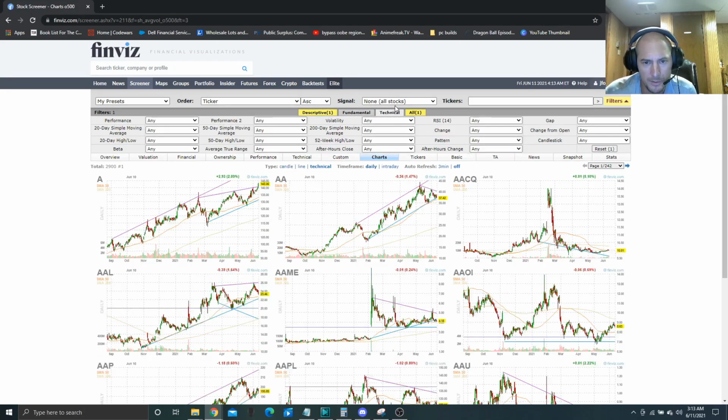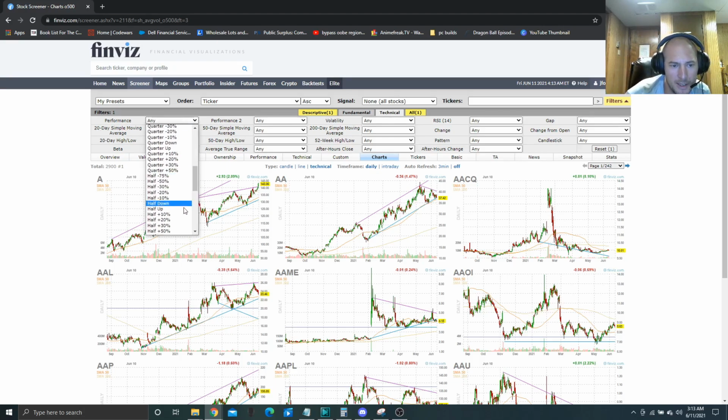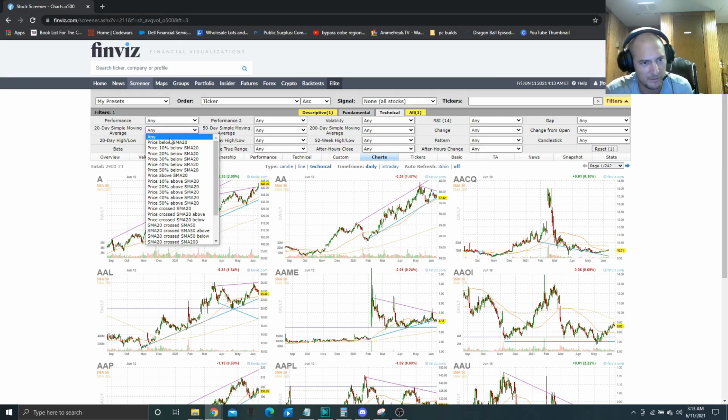Alright, so this one I do use a lot. So this performance tab, if you're looking for longs for the confirmation candle, you can use this today up. This will give you just performance. If you're looking for shorts, you could use today down. The 20-day simple moving average is pretty self-explanatory. If it's either below the 20-day simple moving average or above the 20-day simple moving average, you can use that, or price cross the simple moving average.